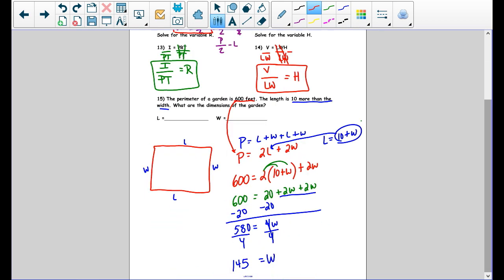So 145 here, and that's feet. How do I find my length? Yeah, my length is 10 more than W, right? So if W is 145, 10 plus 145 gives me what? 155. So my length is 155. And that would give me that perimeter of 600 feet. Okay, so if I was looking to buy a fence for 600 feet, I could make this my dimensions and it would work out perfect. Okay?